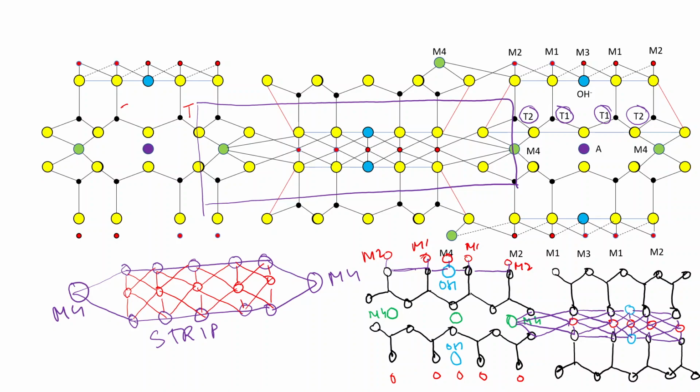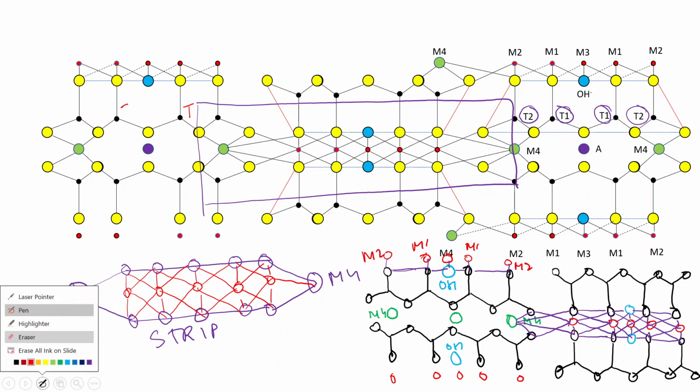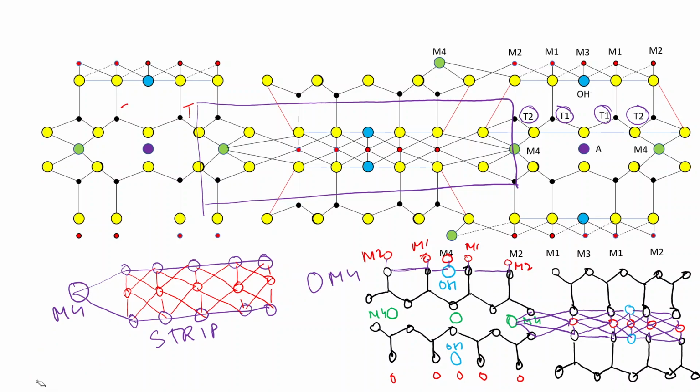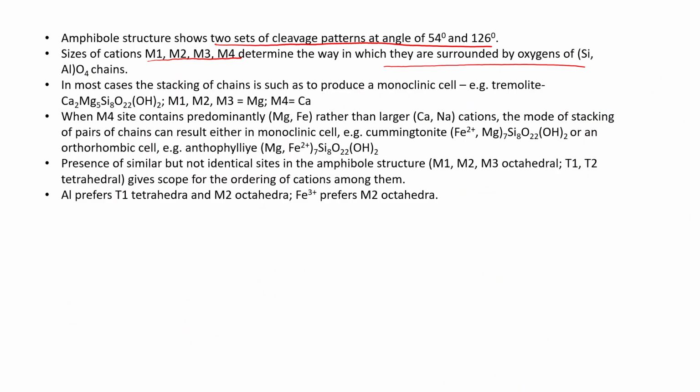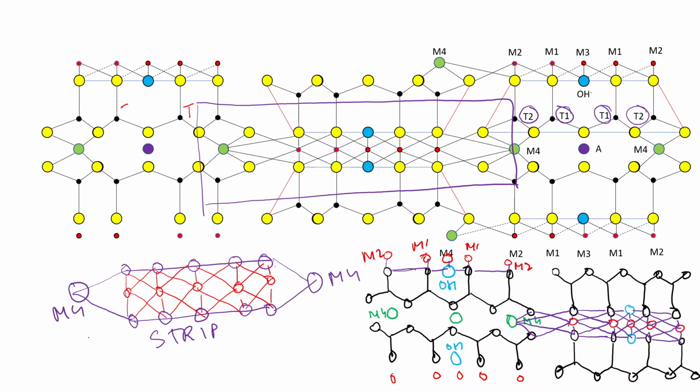And then the corner M2s will be linking with the oxygens of the second one. So it will be this way, like this. You can see here that this is now the strip of cations. So I'm sure you will be able to draw this diagram. This is a very simple diagram. Only you have to remember the position of the cations and the tetrahedra.